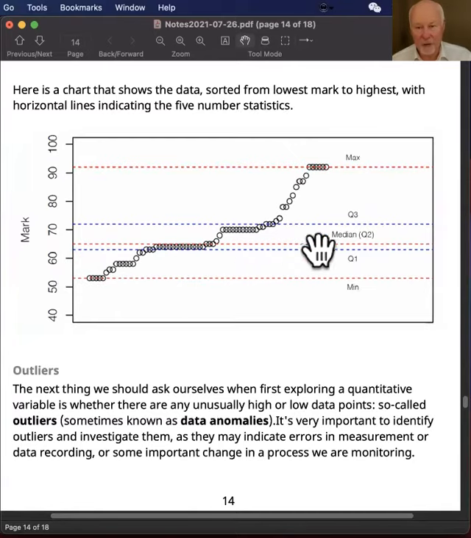Now the horizontal lines in this chart just show you the locations of the minimum, Q1, the median Q2, Q3, and the maximum. And that's just another way of looking at the spatial relationships in the data.